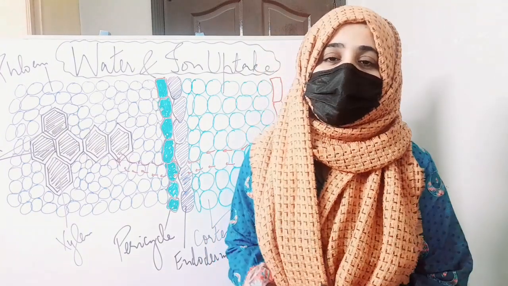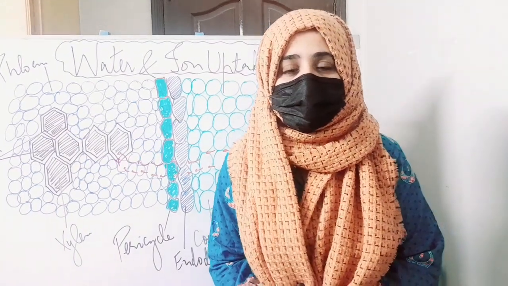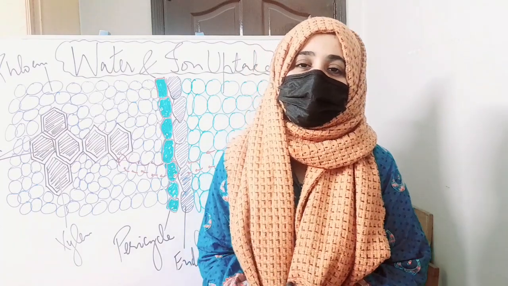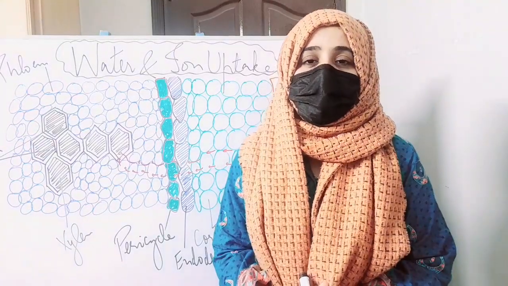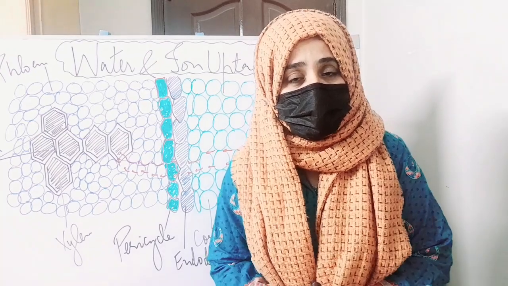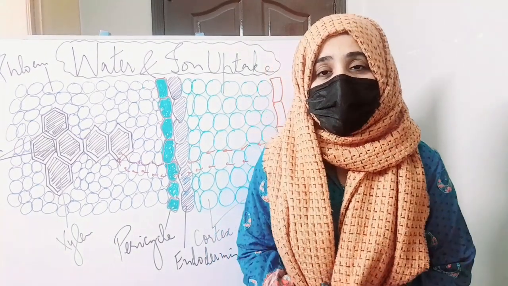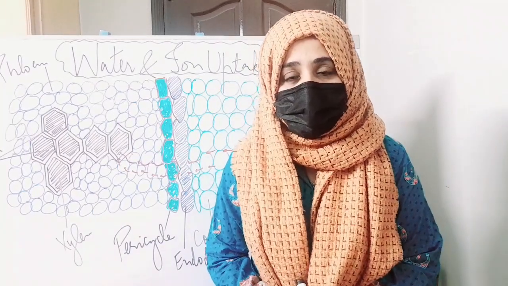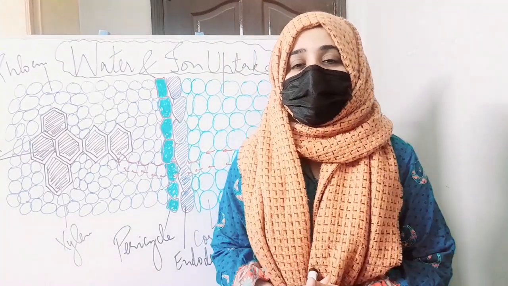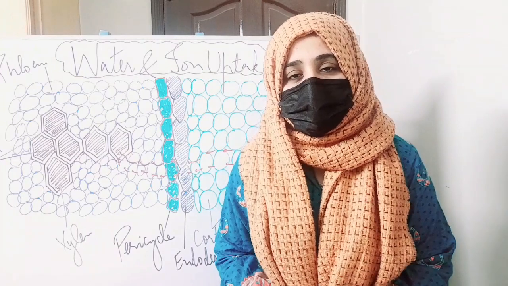So first of all, we'll talk about the transport system in plants. As we know, the plant body consists of leaves, stem and roots. Roots not only anchor the plant into the soil but are also responsible for the absorption of water and minerals from the soil and to conduct these water and minerals throughout the plant body.